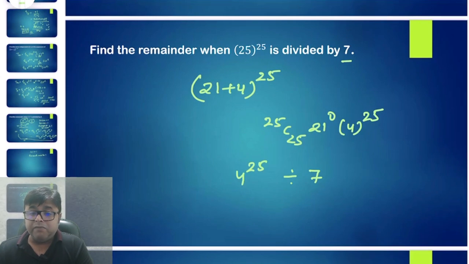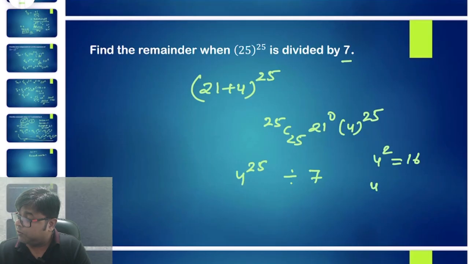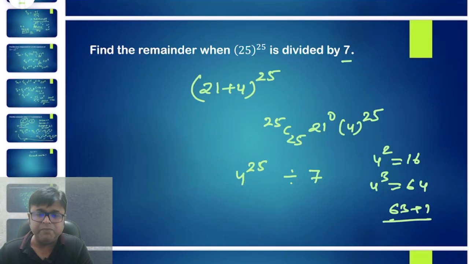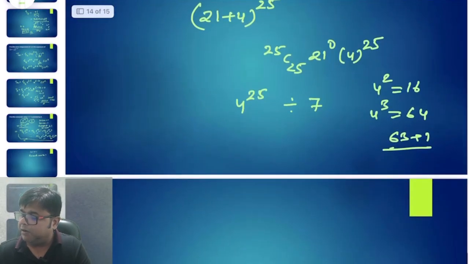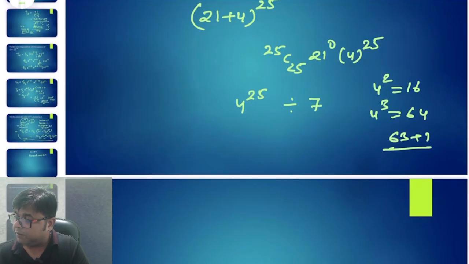So I made it a little smaller. Now I know the power of 4 which is closest to 7. I know 4 square is 16 and 4 cube is 64. 64 can be written as 63 plus 1, and 63 is a multiple of 7. So I can break it like this. So what I will do is, I will first make it 4 to the power 3. So for that I need to make it a multiple of 3. So the closest multiple of 3 close to 25 is 24.